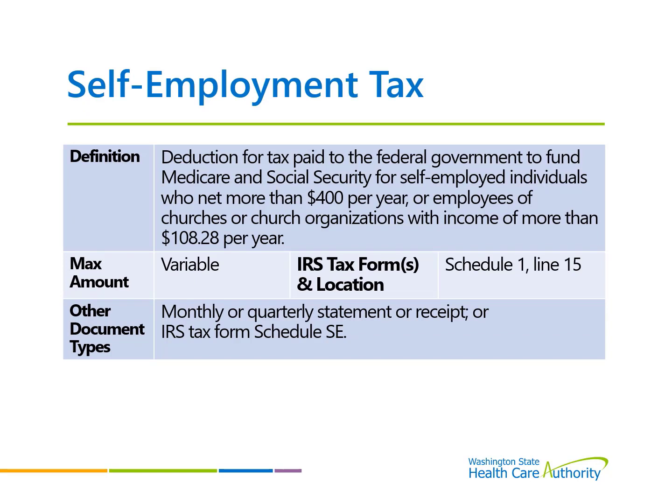Self-employment tax. This deduction is for tax paid to the federal government to fund Medicare and Social Security for self-employed individuals who net more than $400 per year, or employees of churches or church organizations with income of more than $108.28 per year. The maximum amount of this deduction is also variable.